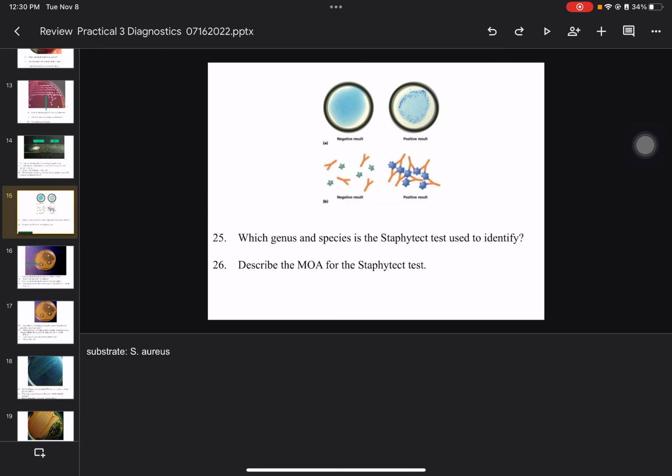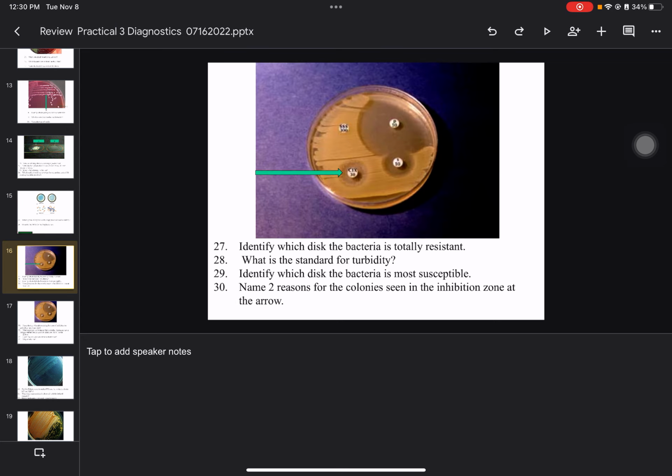Here is a Kirby-Bauer test, right? What is the clearing around the disc called? Zone of inhibition. What is the growth on the plate called? Starts with L. Lawn, also confluent growth, right? LAWN, like you're mowing the lawn.